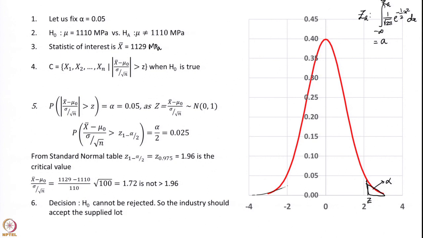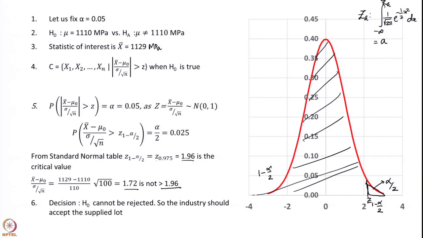So it takes this region as its probability, this interval is this region, and therefore this is alpha by 2. So this side is 1 minus alpha by 2, and therefore z has to be of 1 minus alpha by 2. So we find that alpha by 2 is 0.025, z of 0.975 is 1.96. If you plug in the value of x bar, now we are taking actual values of x bar, then this comes to 1.72, which is not greater than 1.96, and therefore we cannot reject the null hypothesis.